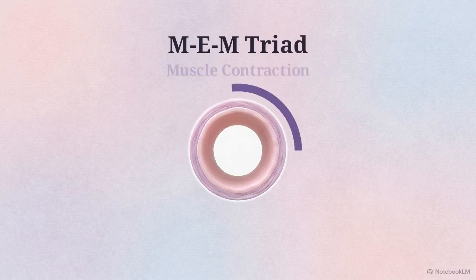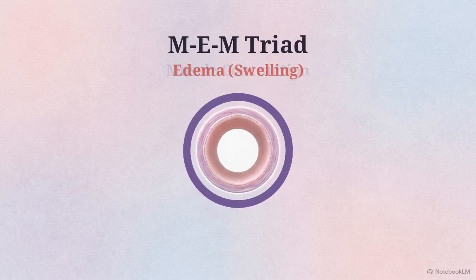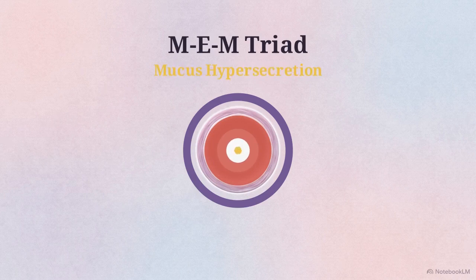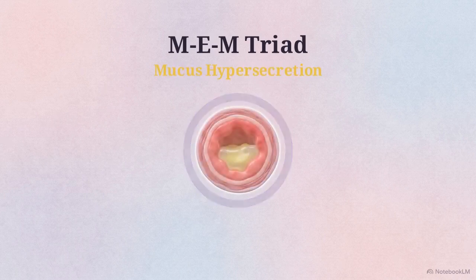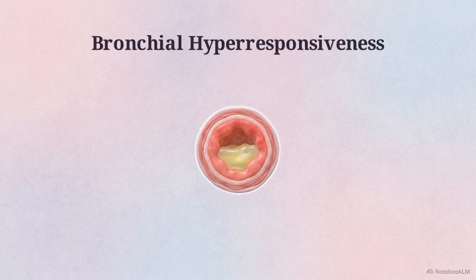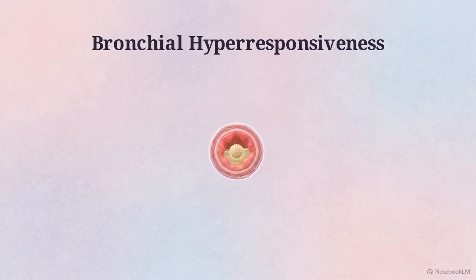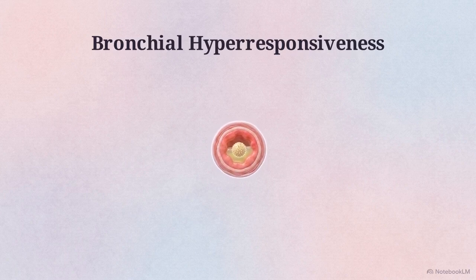We can break this obstruction down into the MEM triad. First, muscle contraction spasms the outer layer. Second, edema causes the inner tissue walls to swell inward. Third, mucus hypersecretion floods the remaining space. Together, they effectively choke the airway. This leads to bronchial hyperresponsiveness. Because the tissue is already inflamed, even a microscopic irritant will trigger a massive, disproportionate contraction of this MEM triad.